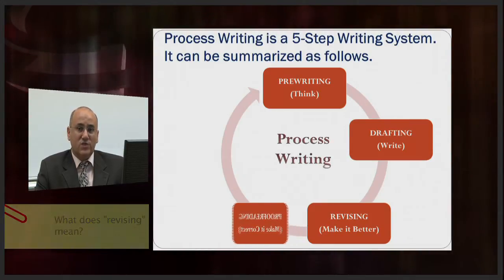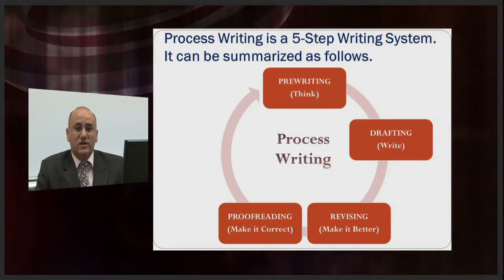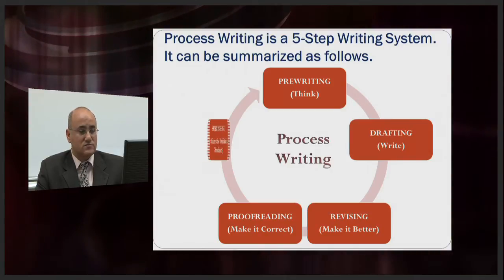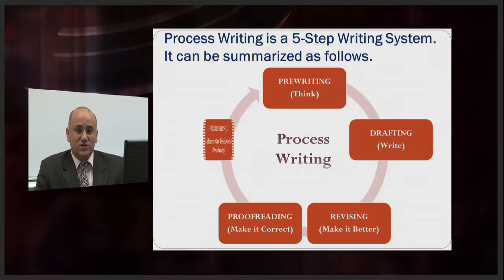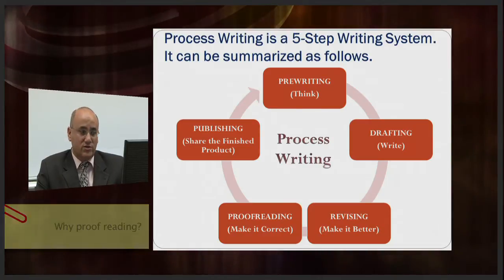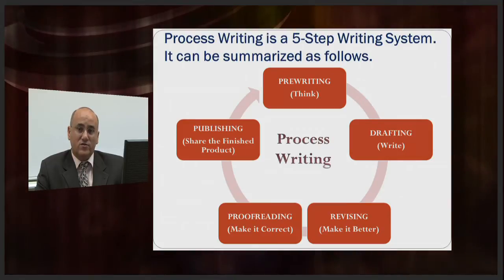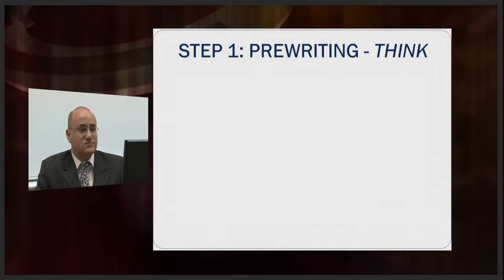After revising and make it better, you have to go back and to proofread. After some time, you make some proofreading to make everything correct. Then comes the final stage, which is publishing. In publishing, you share your finished product with other people. All writers follow the same procedures and the same system in order to get the writing in the best way they can. Even professional writers, they do the same.